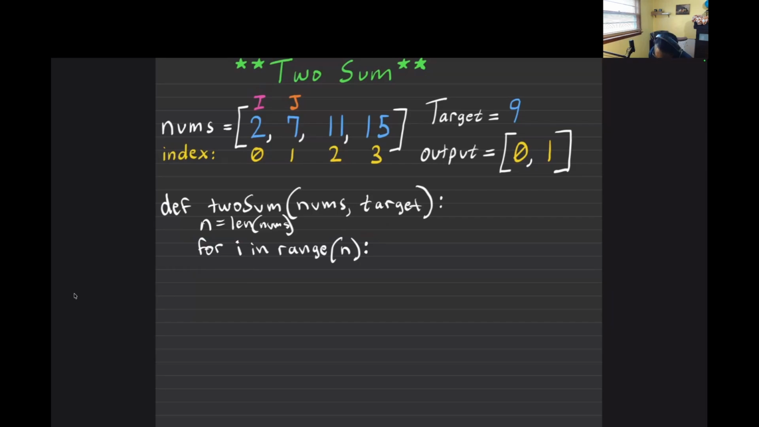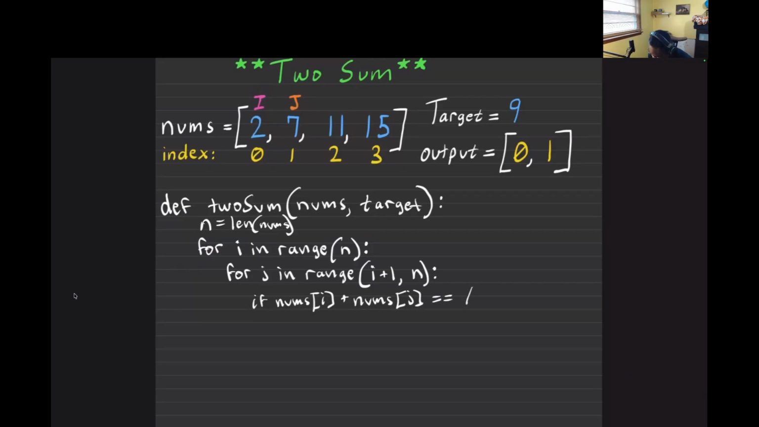Then we'll say for j in range i plus 1 up to n, because we can't use any duplicates. What's the formula? If nums of i plus nums of j is equal to the target, then we simply return an output array with index i and j.